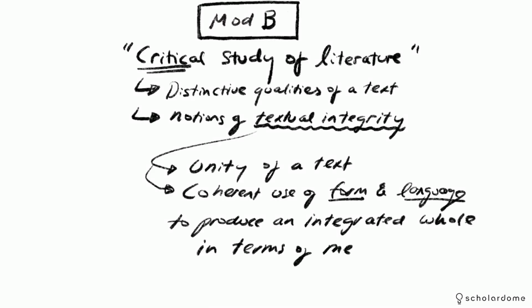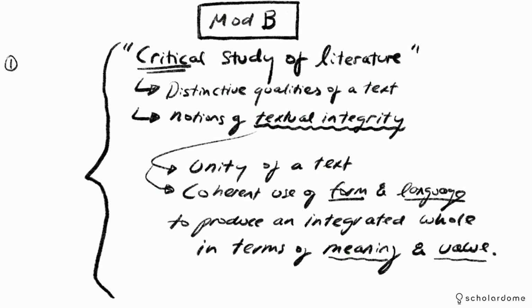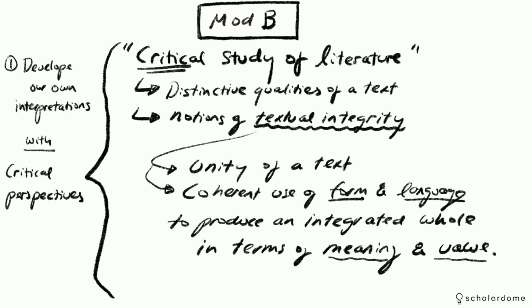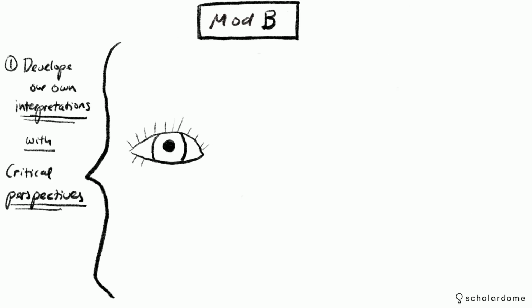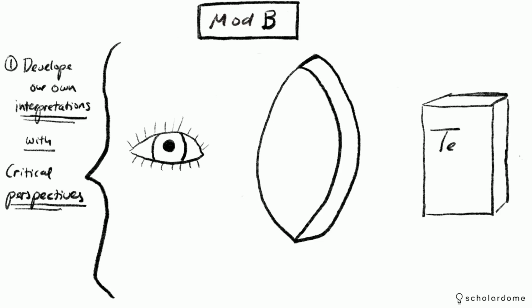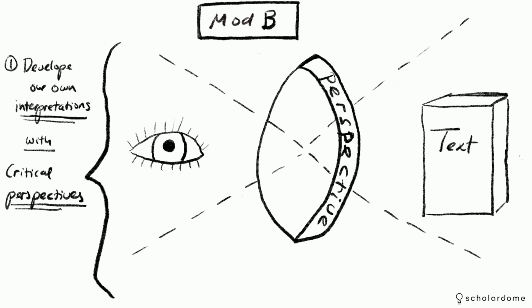Now, what's more important here is that in this module, we need to develop our own interpretation of the text with a particular perspective, which is sort of like looking at a text with a particular lens. What we really need to demonstrate here is a deeper understanding of the text through critical perspectives. Depending on how you look at a text, you'll see that different meanings and ideas may be drawn. So you'll need to demonstrate your own understanding of the text with your own interpretations.